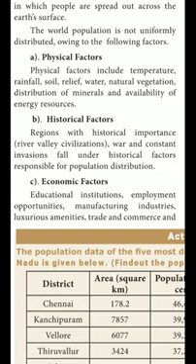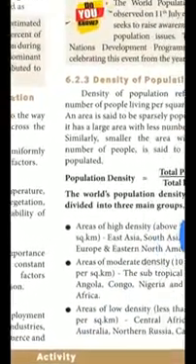If there is more industry, the population will be more. At the same time, with more trade and commerce, there will be more population. At the same time, where there are many schools, educational institutions, and employment opportunities, the population at that particular place will be dense. Okay. Next, density of population.